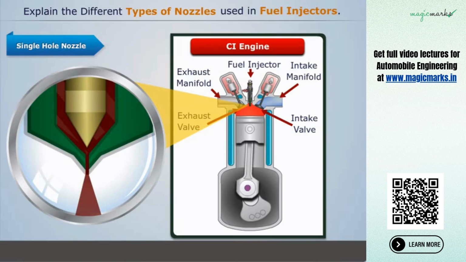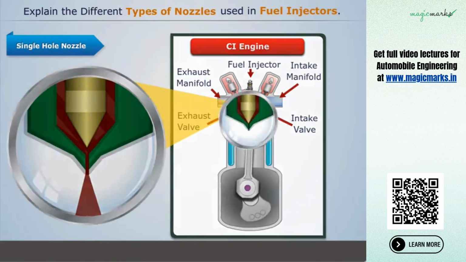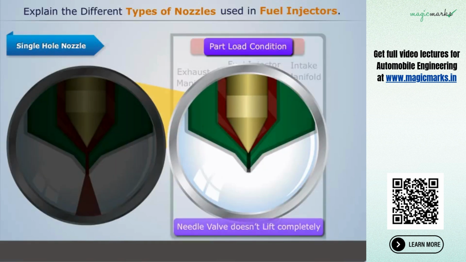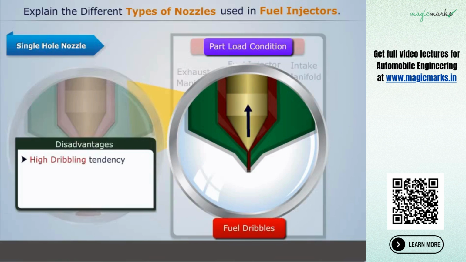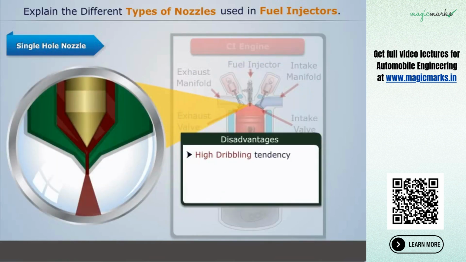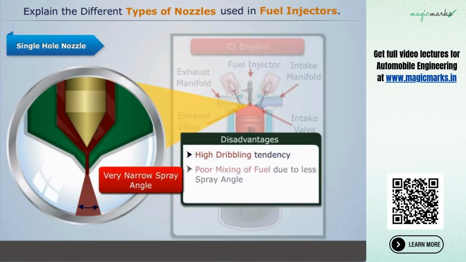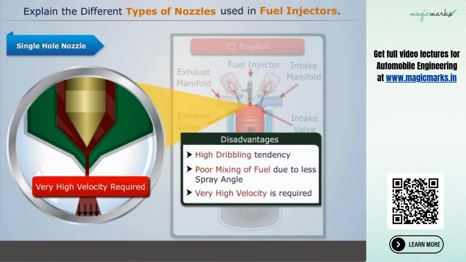The major problem with these nozzles is that during part load conditions, the needle valve does not lift completely and the fuel pressure is quite low, which causes the fuel to dribble instead of spraying. Also, their spray angle is very narrow, which creates problems in quick and good mixing. Moreover, due to the presence of only one hole, very high injection velocity is required.